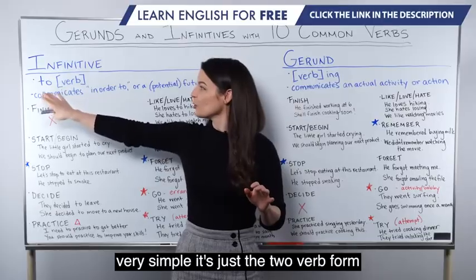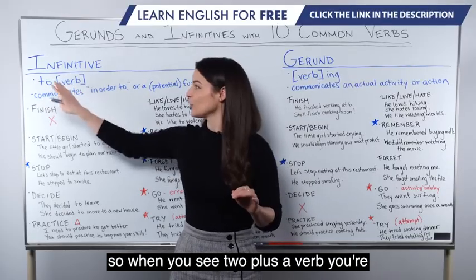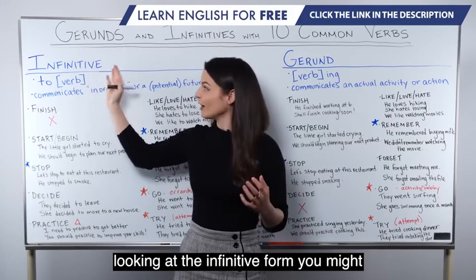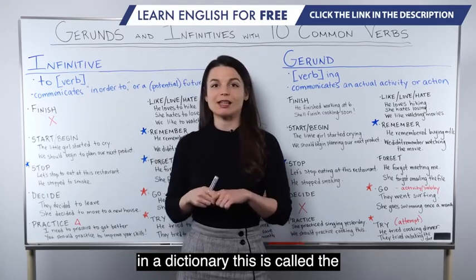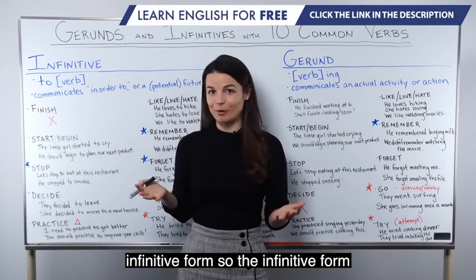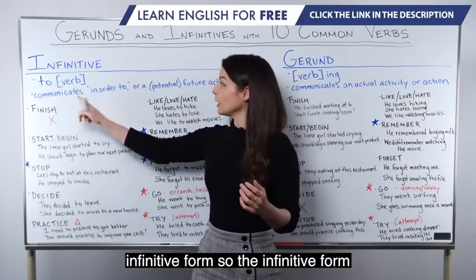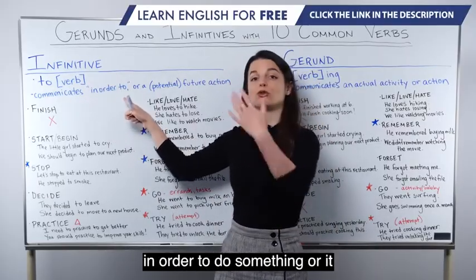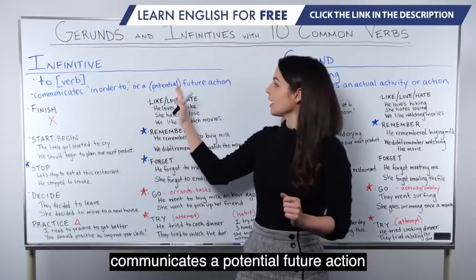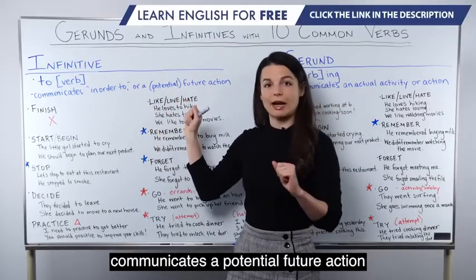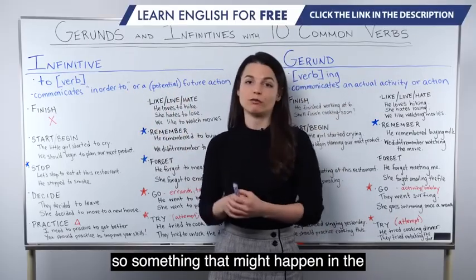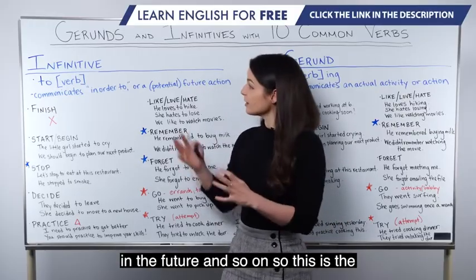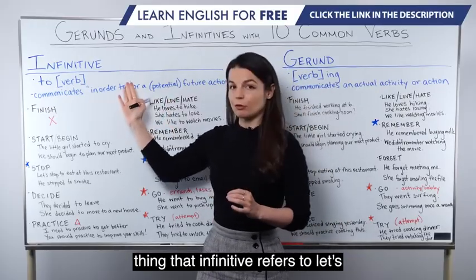It's just the to verb form. So when you see to plus a verb, you're looking at the infinitive form. You might find this form of the verb if you look in a dictionary. This is called the infinitive form. The infinitive form communicates the feeling of in order to do something, or it communicates a potential future action. So something that might happen in the future, something that is going to happen in the future, and so on. This is what the infinitive refers to.